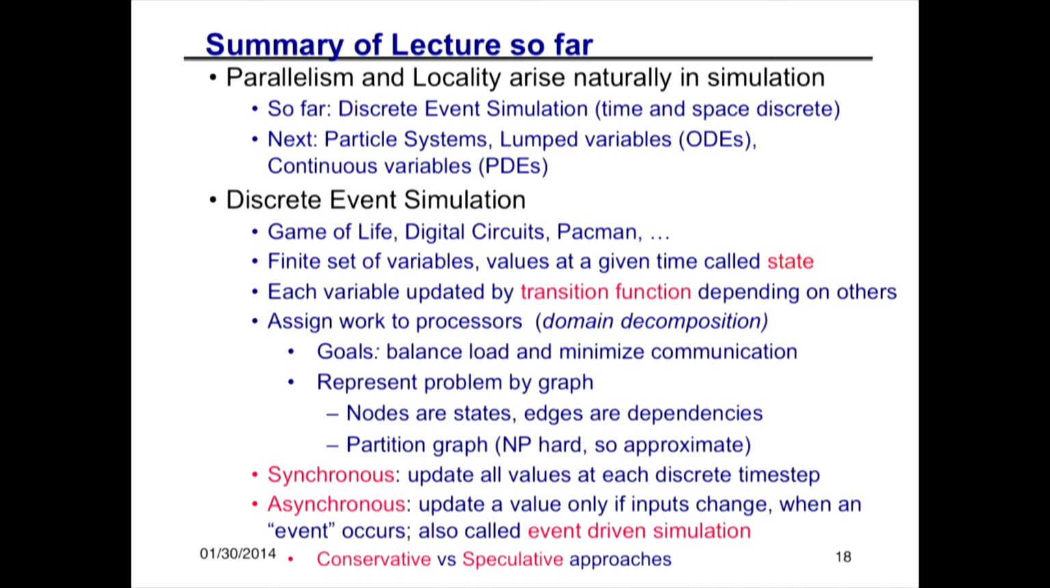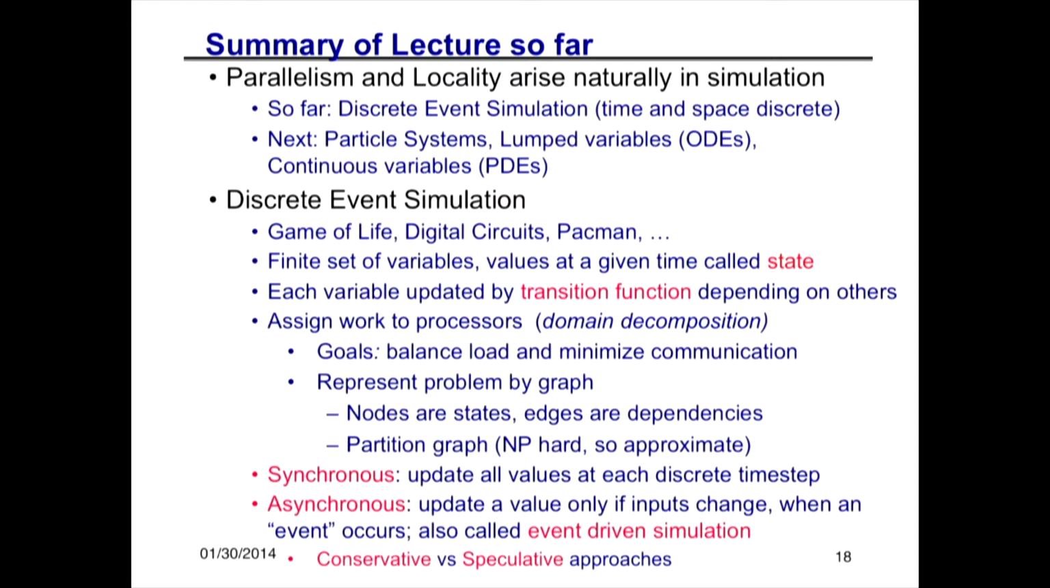But just to remind you what we did about discrete events, that's sort of like the game of life or digital circuits or Pac-Man, games like that. So finite set of variables, they only have values at a finite discrete set of times. And there's a transition function which takes the value at the last time, computes something, and gives you the value at the next time. And so to find the parallelism, there sort of was a natural domain decomposition. The simplest example I gave was the game of life, so you have a square array, so you can assign a subsquare to every processor. And that's the simplest way to do it.